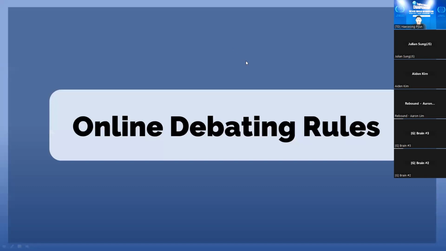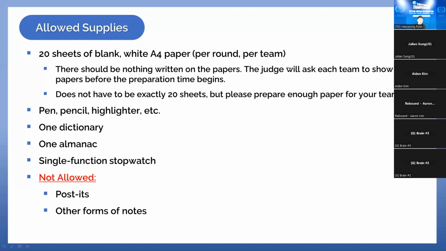First of all, let's touch upon our online debating rules. The first is about allowed supplies. Each and every team is only allowed to bring 20 sheets of blank and entirely white A4 paper per round, meaning it should not be colored. It should not have any writing before you actually use it.